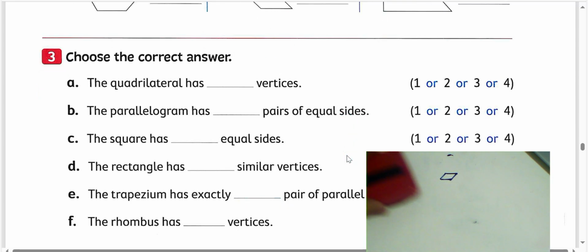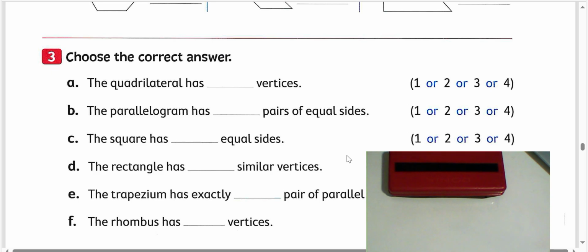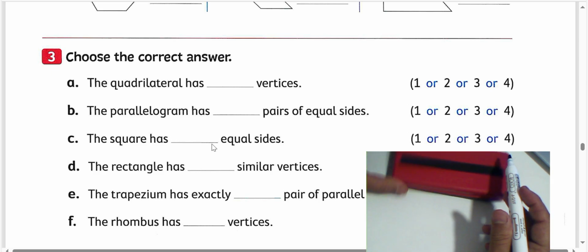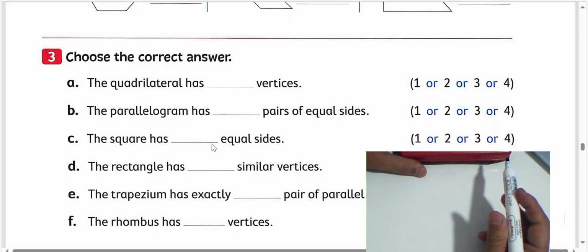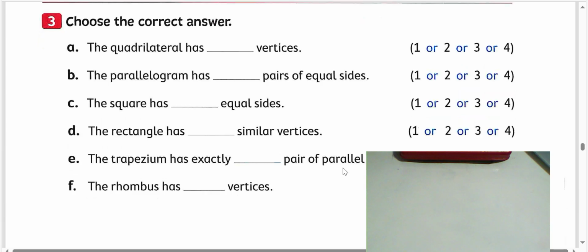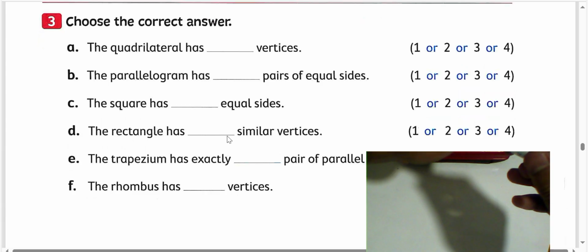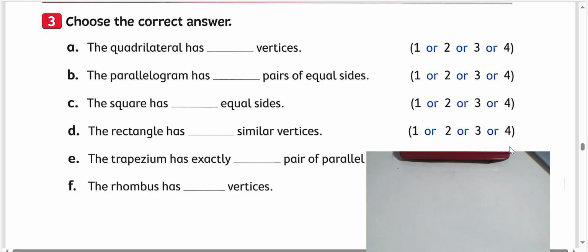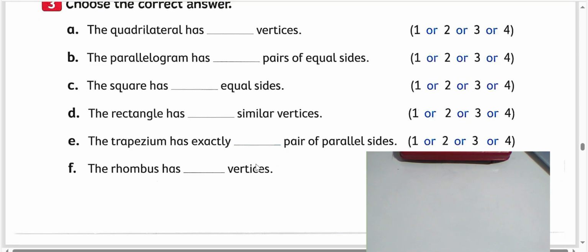Question letter C. Square. The square has 4 equal sides. Choose 4. Next question. Rectangle has 4 similar vertices. Write 4 here. The trapezium has exactly 2 pairs or 1 pair? 1 pair. The trapezium has exactly 1 pair of parallel sides.